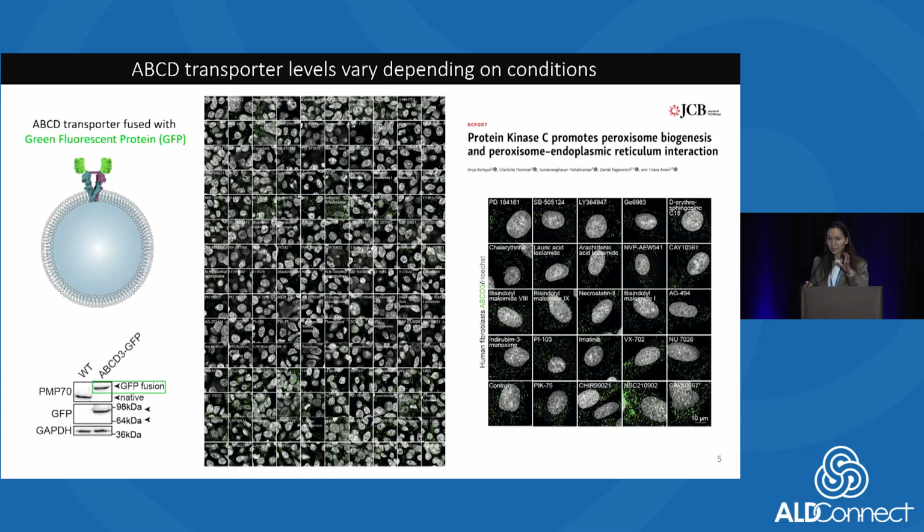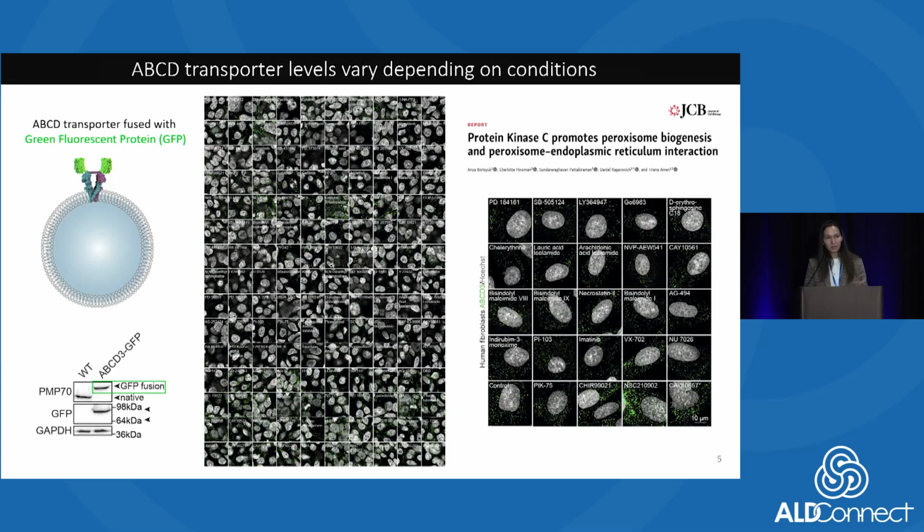I do not think that you will be able to read out these images, but what I want you to appreciate is that the endogenous level of ABCD transporters sort of drastically change depending on conditions, right? So you have conditions where you have significant increase of these transporters on peroxisomal membranes, and you have conditions where you have significant decrease of these transporters.